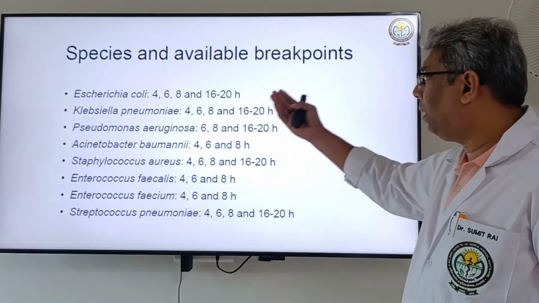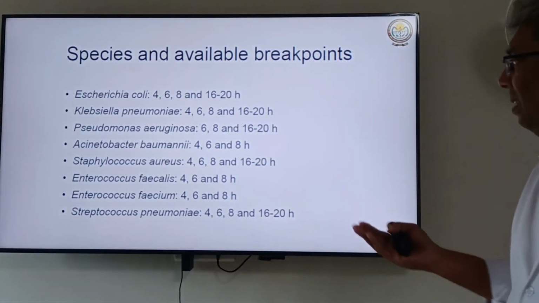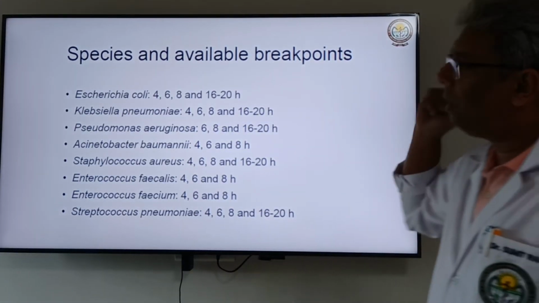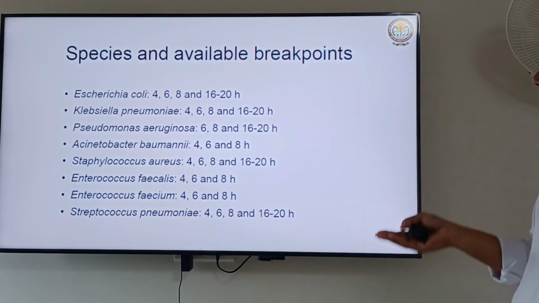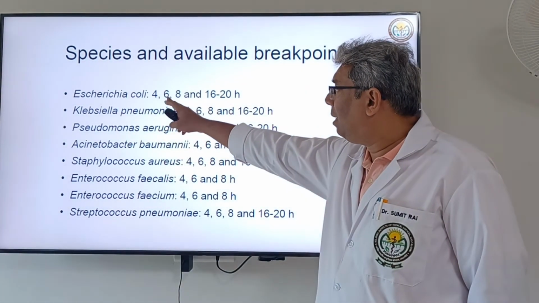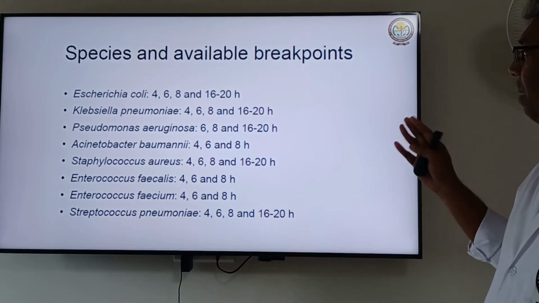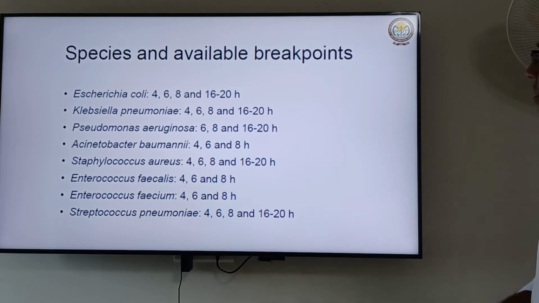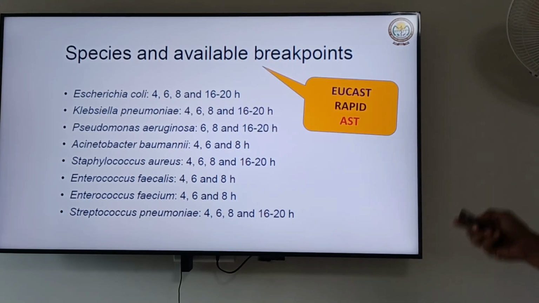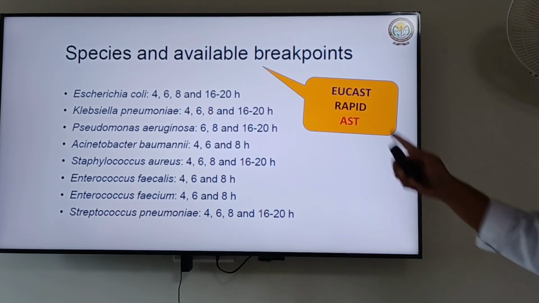For example, if you got an E. coli, let's say you have done the rapid AST and you are not able to read at 4 hours, for some reason, your technician is not there, you can read at 8 hours. So there are 6 hours and 8 hours also. So they established clinical breakpoints for rapid AST at all different timings for this group of bugs by EUCAST. So this is the EUCAST rapid AST method which is validated for these bugs against these timings.